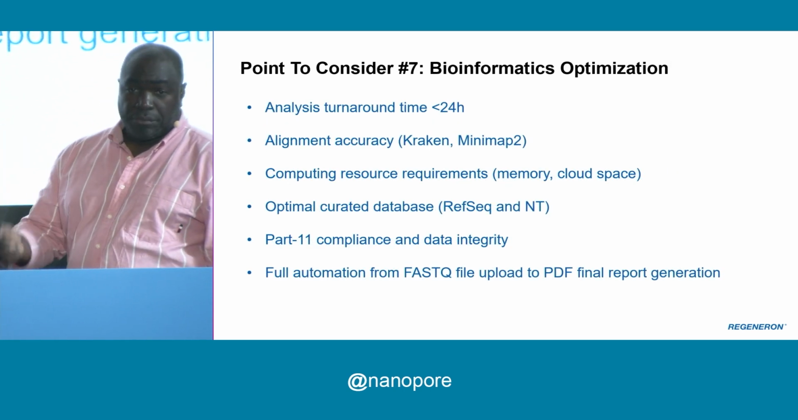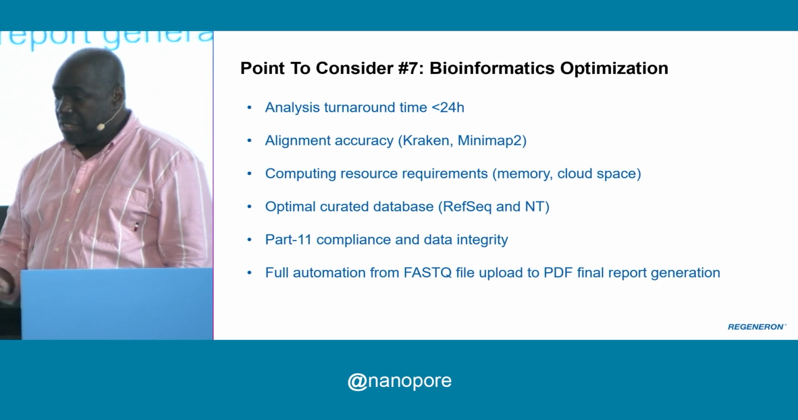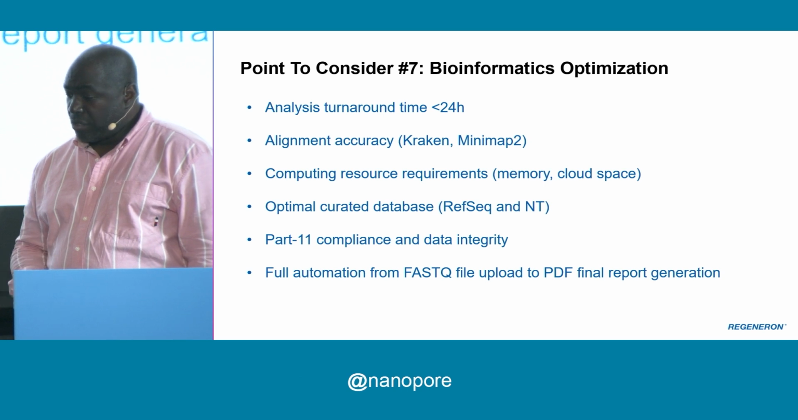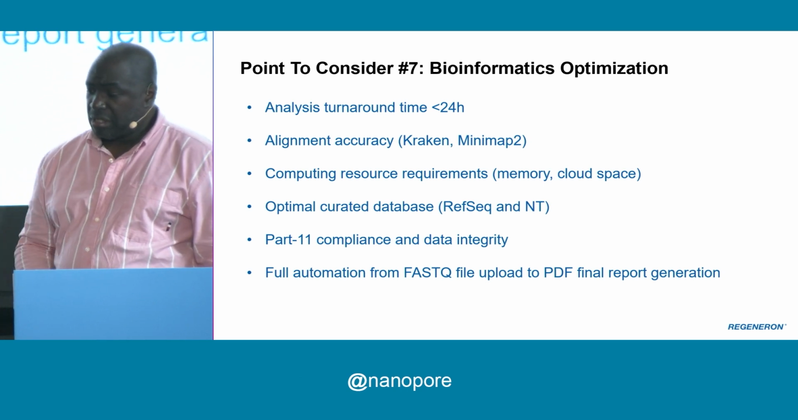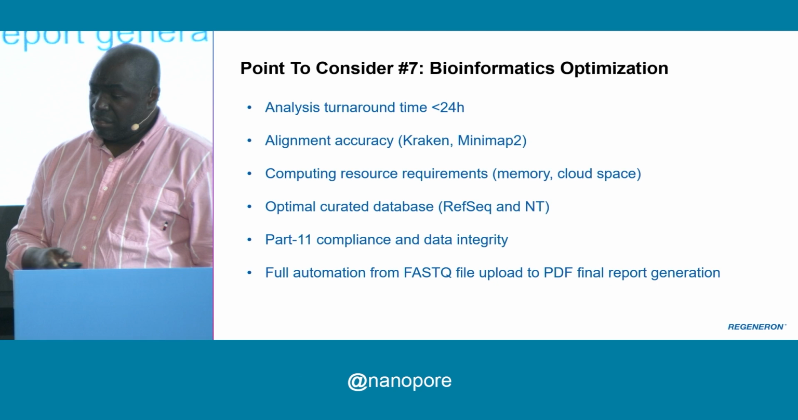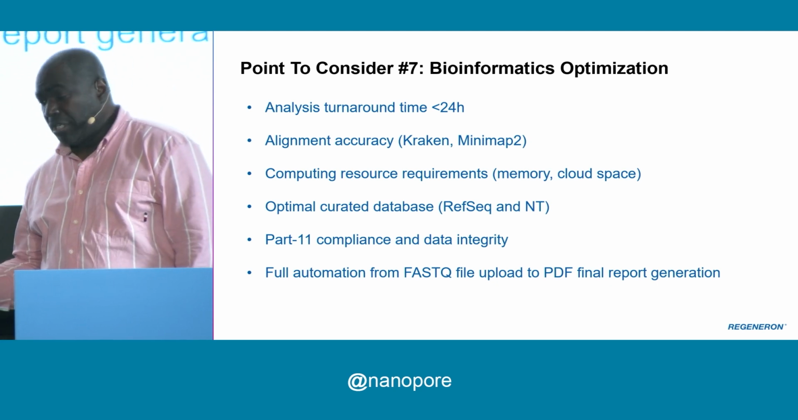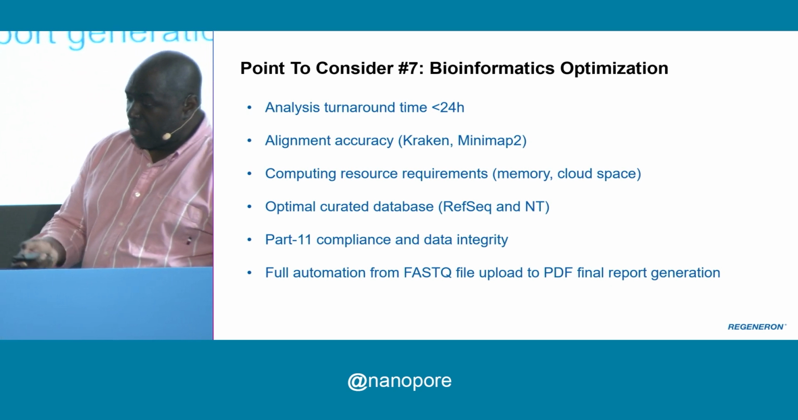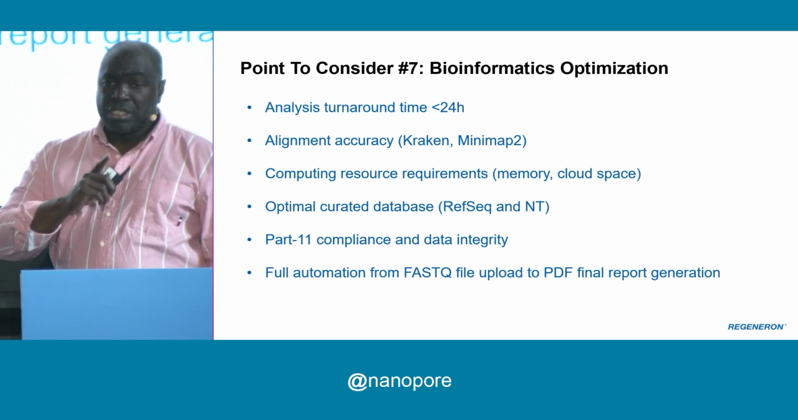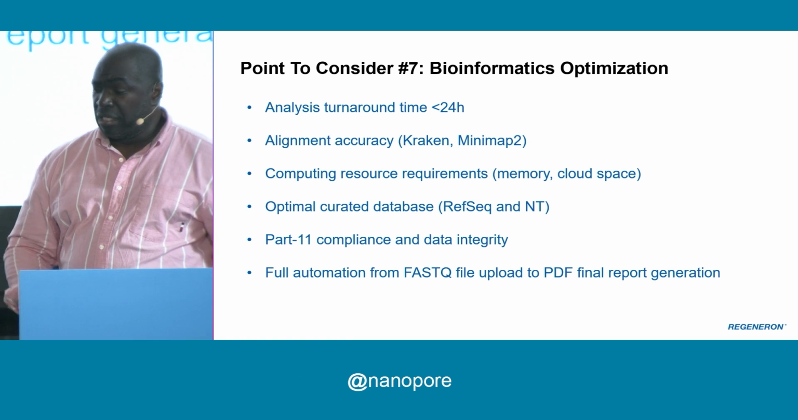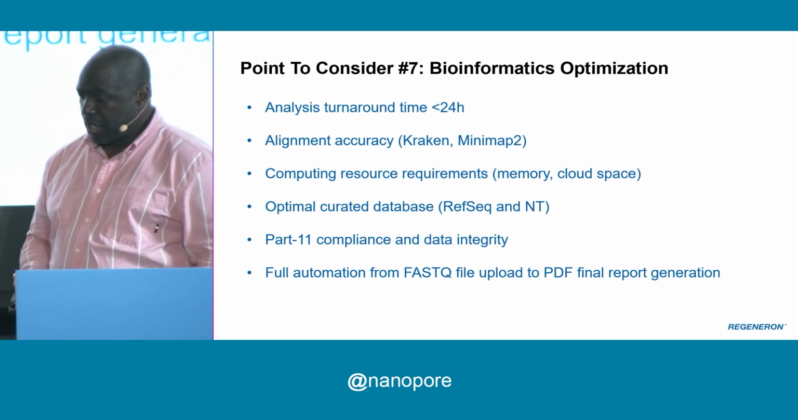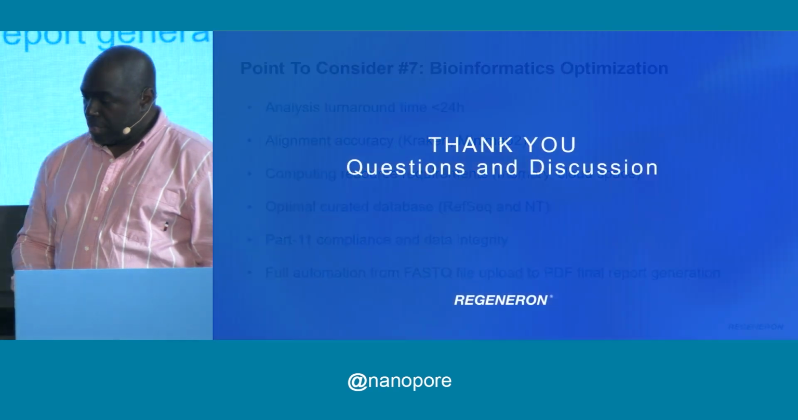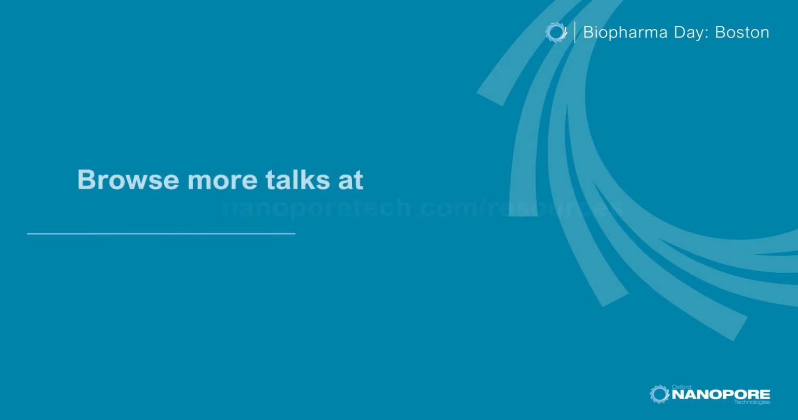Bioinformatics is going to be your big challenge. How do you do the analysis? Analysis turnaround: we want about 24 hours for the bioinformatics. Alignment accuracy: if using Kraken, not very accurate; use Minimap2, maybe a little bit more accurate. Computing resources like memory are an issue, especially when you're doing genome assembly, it's going to consume a lot of memory. And optimal database, partner and compliance, full automation.